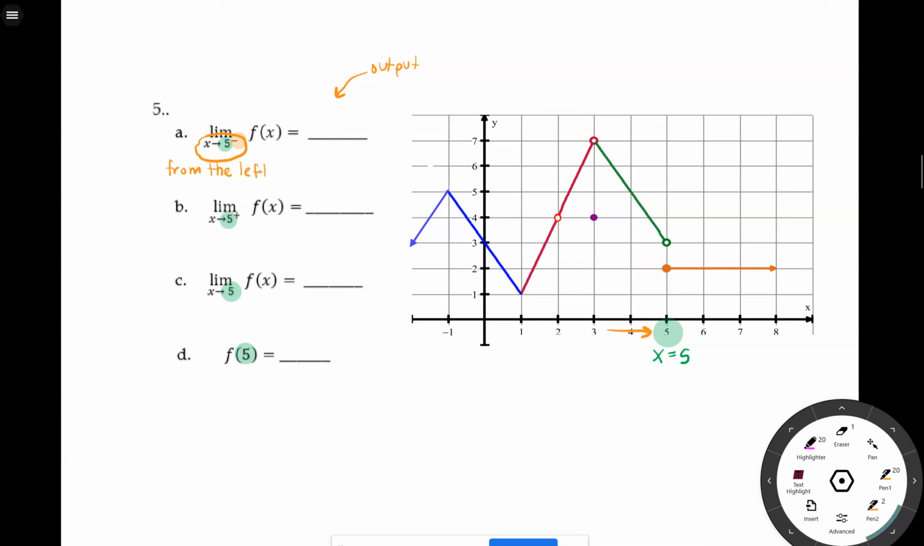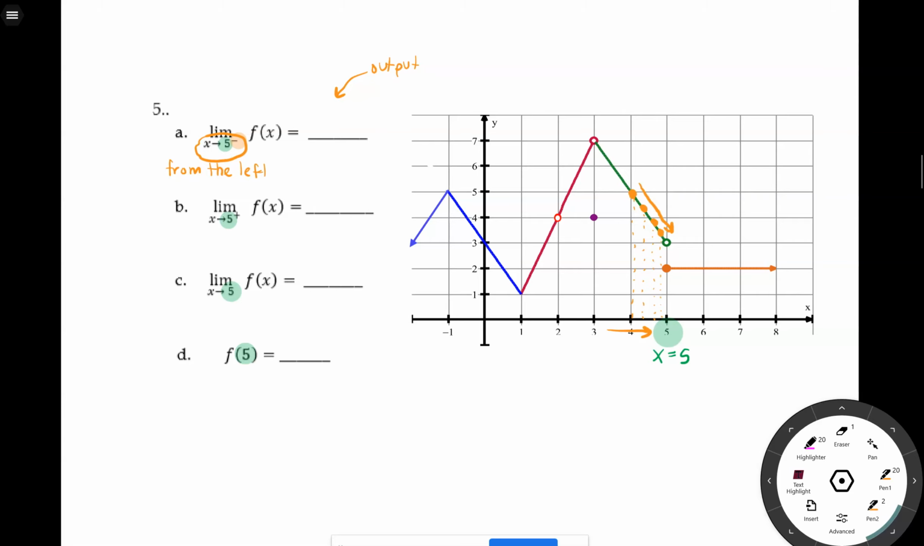And what's happening to my outputs? If I'm at 4, I'm way up here. Then I get a little closer to 5 and my output drops. I get a little closer to 5 and my output drops. And I get a little bit closer to 5 and my output drops some more. But does it drop forever? No, right? What height is it getting closer and closer to?